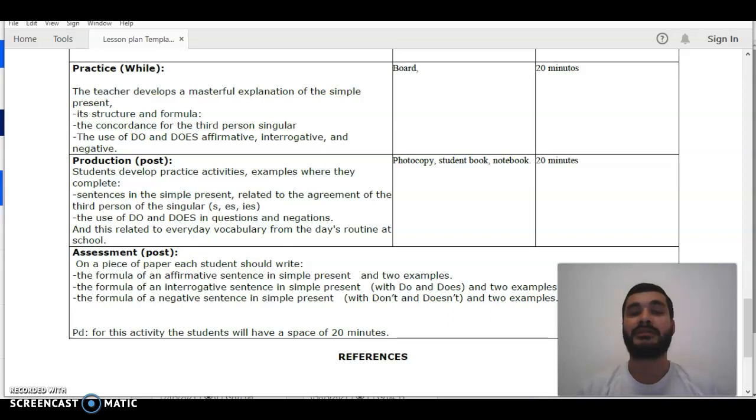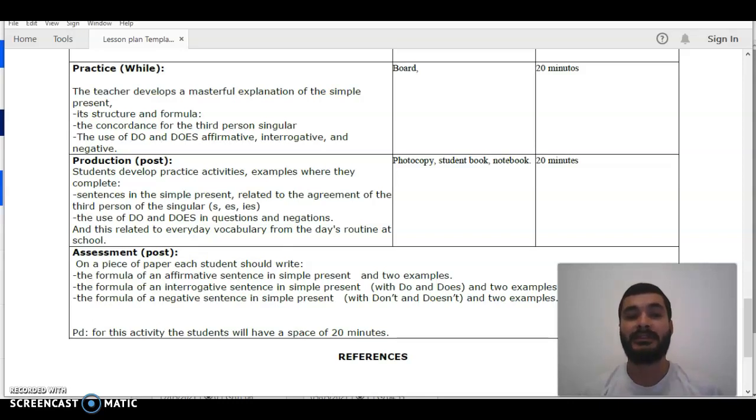For the production, the students develop practice activities when they complete sentences in the simple present related to the agreement of the third person singular, adding s, es, ies, the use of do and does in questions and negations, and all of this will be related to vocabulary of daily routine at school, for example.